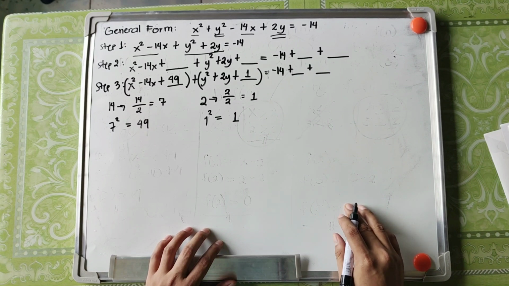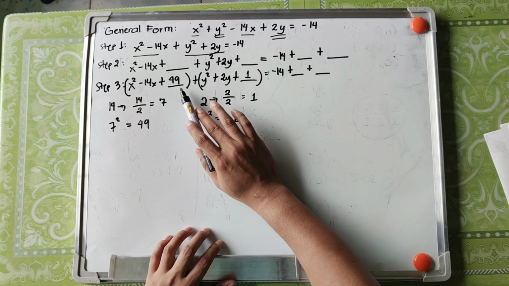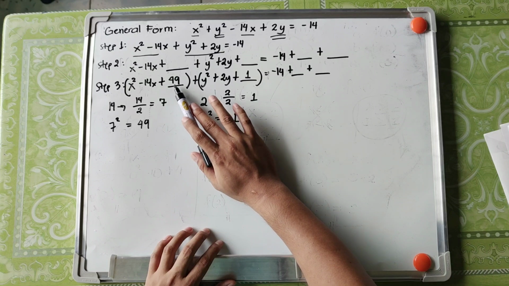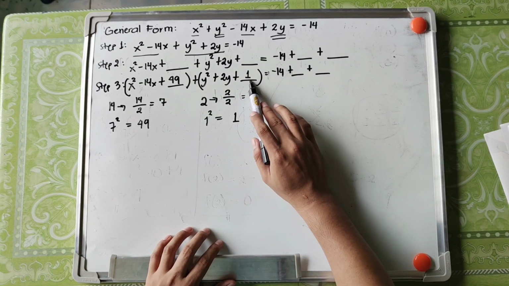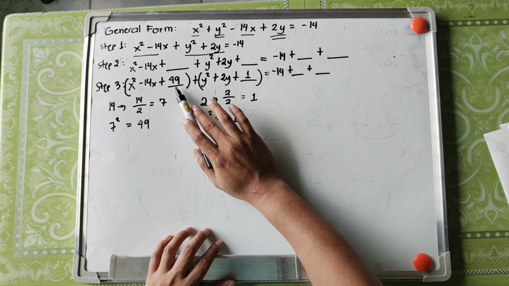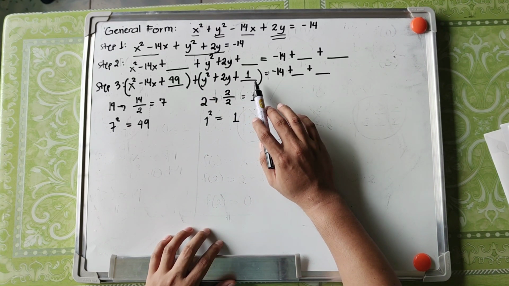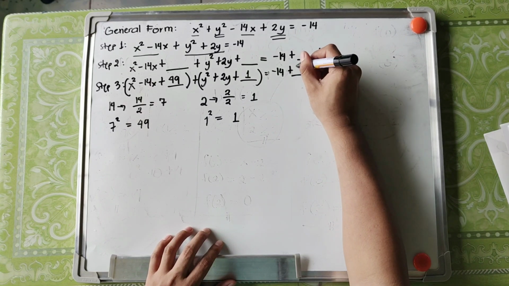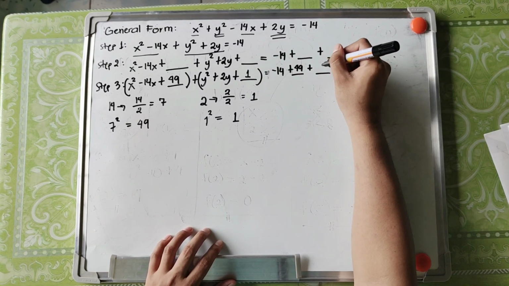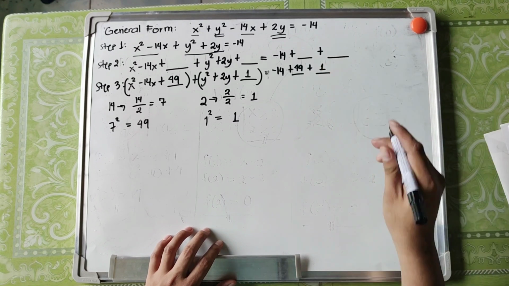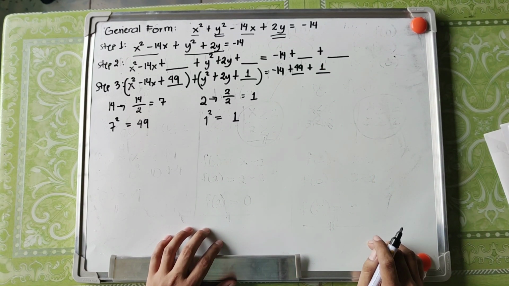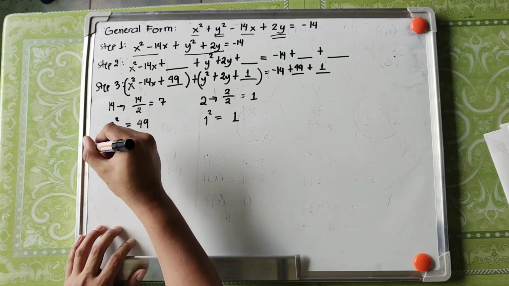Okay, again, let me repeat. Kung anong ginawa natin sa left side, nagdagdag tayo ng 49, nagdagdag tayo ng 1, we added 49, then we added 1. So same, to balance the equation, to avoid committing mistakes, we also have to add 49 and 1 to the right side of the equation, so plus 49 then plus 1. Para maging balance. So step 4.